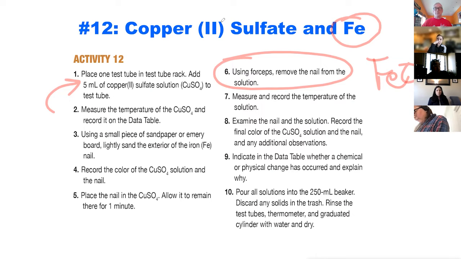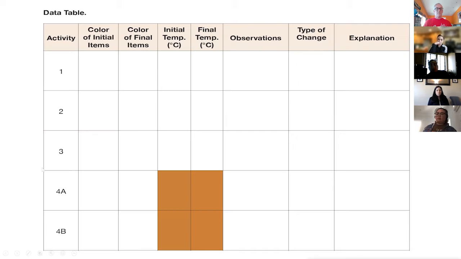So your report is going to be really, really simple. Basically, it's just what were the colors of the items when you put them into the test tube. When you mix them together, what color were they after that? What was the initial temperature, the final temperature?